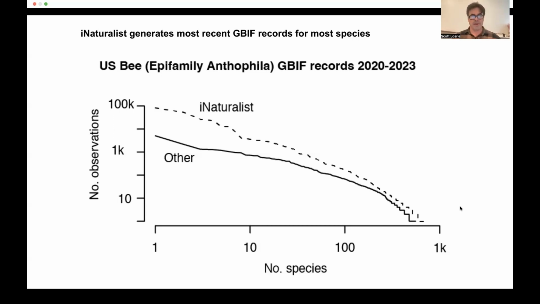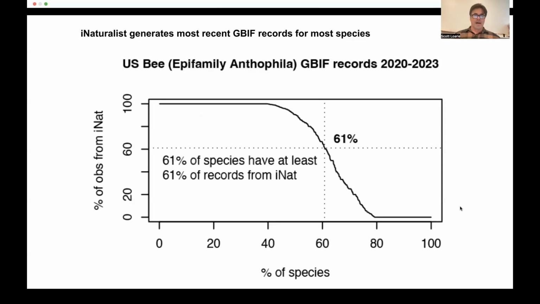And I know GBIF isn't all data, but it's a good representation of lots of different biodiversity data sources. This is that same data, but shown even another way. So this is the percentage of species on the x-axis, and on the y-axis is the percentage of their observations from iNaturalist, looking at this same subset of GBIF records from 2020 to 2023. And what's interesting is, about 40% of bee species on GBIF recorded over the last 3 years only have data from iNaturalist. 100% of their data comes from iNaturalist.